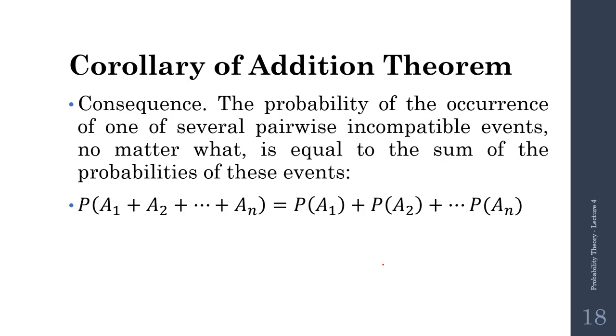And here's the corollary of the addition theorem. The probability of the occurrence of one of several pairwise incompatible events. In the first theorem, which is the addition theorem, we had just 2 events. In this case we have several events. No matter how many, it is equal to the sum of the probabilities of these events.